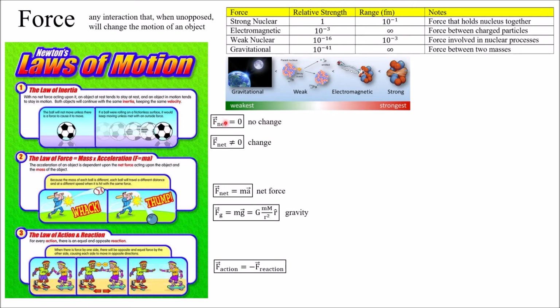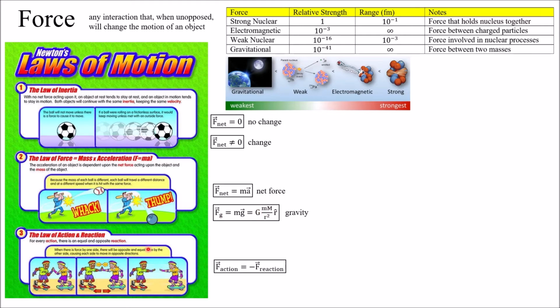The way to say that mathematically is if there's no net force, F net equals 0, then there's no change in the motion. If the F net is not equal to 0, then there's some change in your motion. Now the second law is really kind of putting a formula to the idea of this net force, and it's a formula based on the mass of the object and the acceleration, and so that's also analogous to your weight. So your mass times your gravitational acceleration, and we could even look at the more generalized formula for gravity, which is your two masses divided by their separation squared times this big gravitational constant.